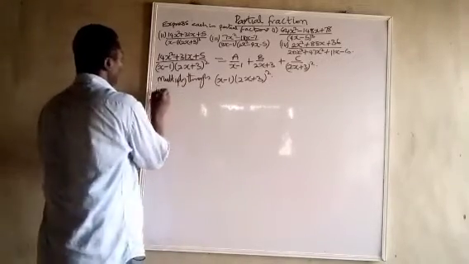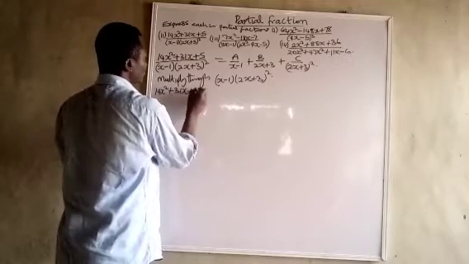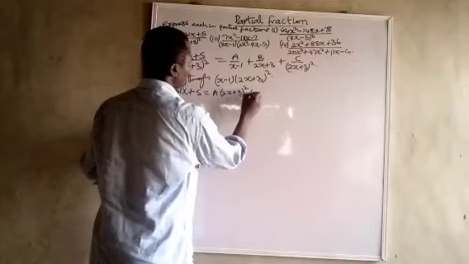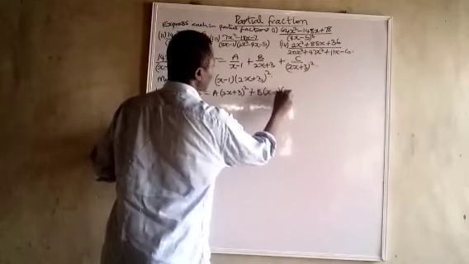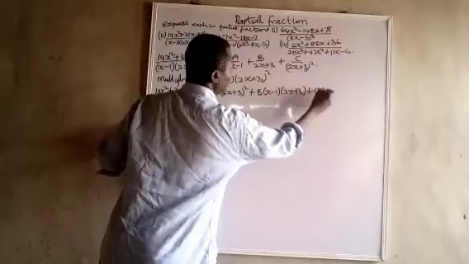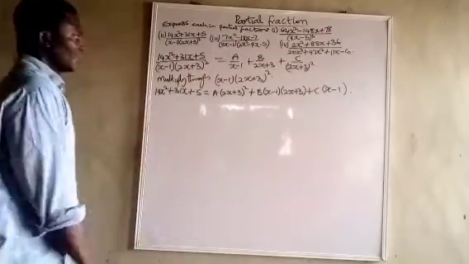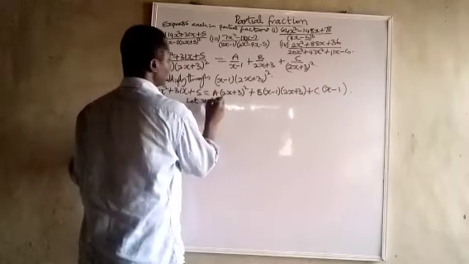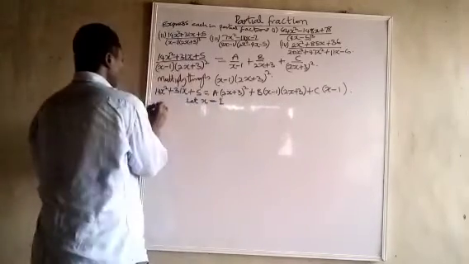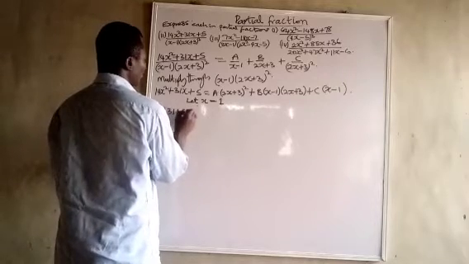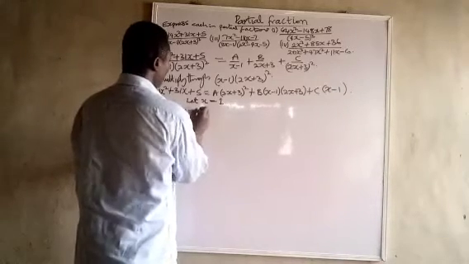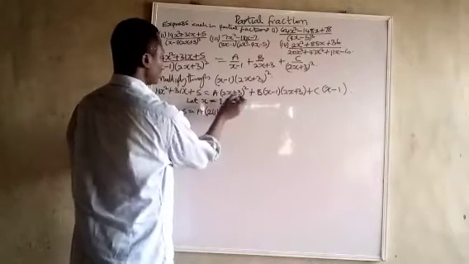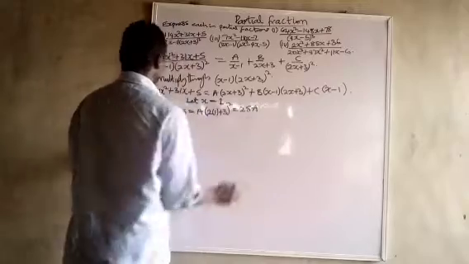So we are going to have 14x squared plus 31x plus 5 equal to a into 2x plus 3 squared plus b into x minus 1 into 2x plus 3 plus c into x minus 1. Now, for ease, let x be equal to 1. So we can zeroize these two. So we are going to have 14 plus 31 plus 5, because x is 1, equal to a into 2 plus 3 all squared, and that is 25a.